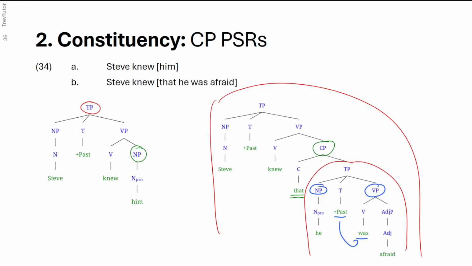So when you see a CP, you're introducing a whole new TP, and that means you're going to have to do a little bit of work to get the structure there, but don't be afraid of that. It's just a TP inside a bigger TP. That's all it is. So if you can do the top one, you can do the bottom one.